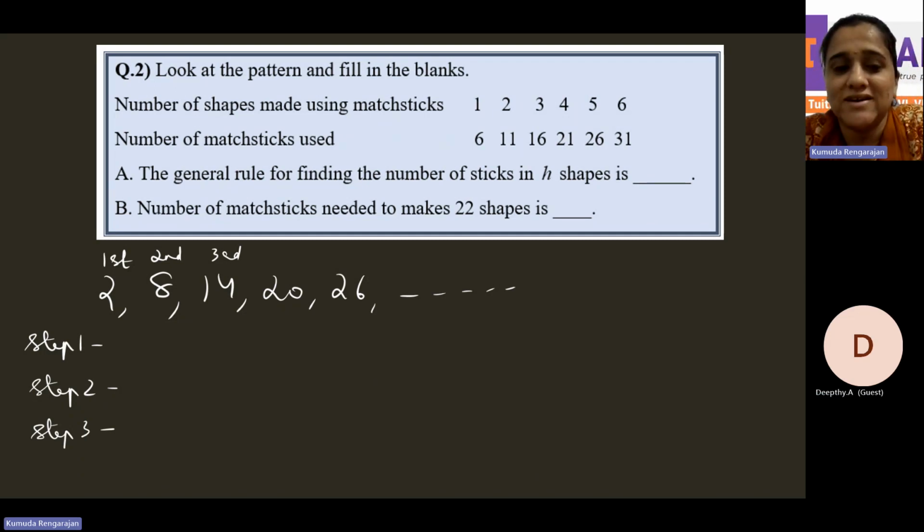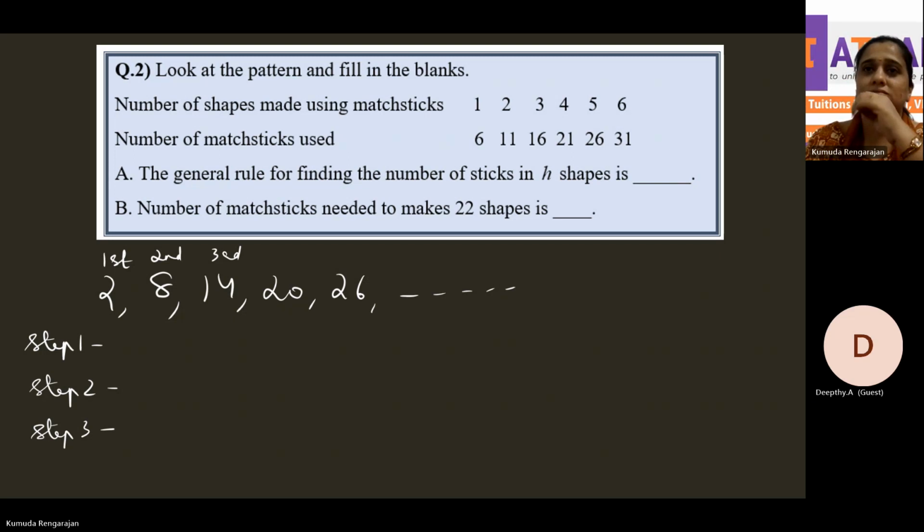Deepthi, yes, what's the rule? Mom, I think it is 6n minus 4. Very good, 6n minus 4. Deepthi, what's the first step? Mom, first we have to multiply 6 by 2. Mom, this is how I found it.